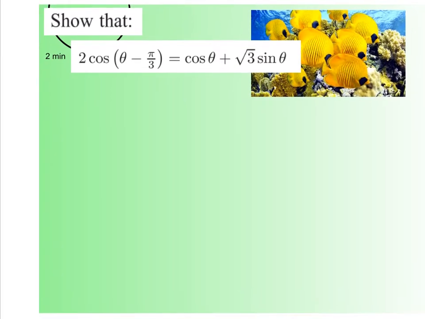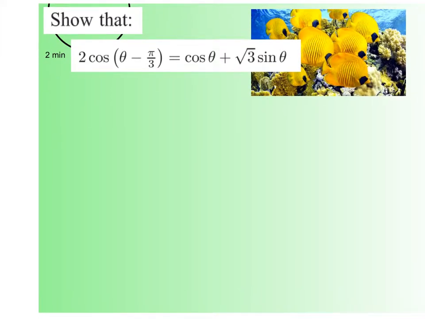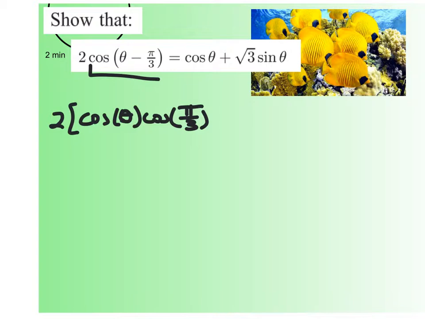Okay, so let's use this idea, that 2 cosine of theta minus pi over 3, we want to show that it equals that. Alright, so what is 2 cosine of theta minus pi over 3? Well, that would be 2 times cosine of theta cosine of pi over 3. Alright, I'm just expanding this, plus sine of theta times sine of pi over 3.